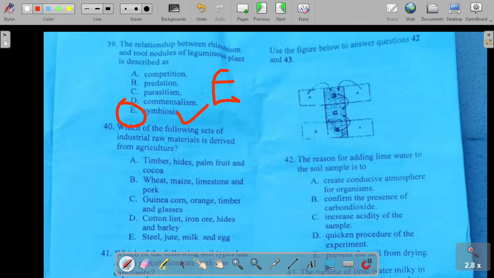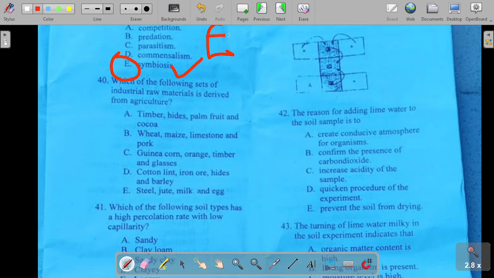40. Which of the following sets of industrial raw material is derived from agriculture? Industrial raw material derived from agriculture. Timber, rice, palm fruit, and coconut. Yep. No need to read further. 40 is E.